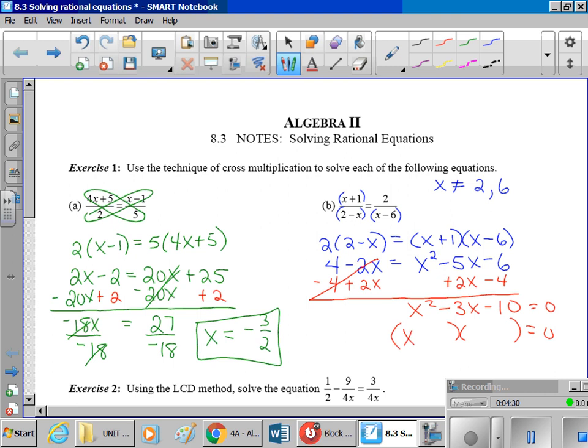So you get x minus 5 and plus 2. Negative 5x and plus 2x gives me negative 3. So now those are my factors. So I know my answers are going to be x equals positive 5 and negative 2. I know they don't match anything up here, so I know that I'm good. So those are my answers. There's no extraneous roots here, or I could say there are no roots here that make my original equation undefined.